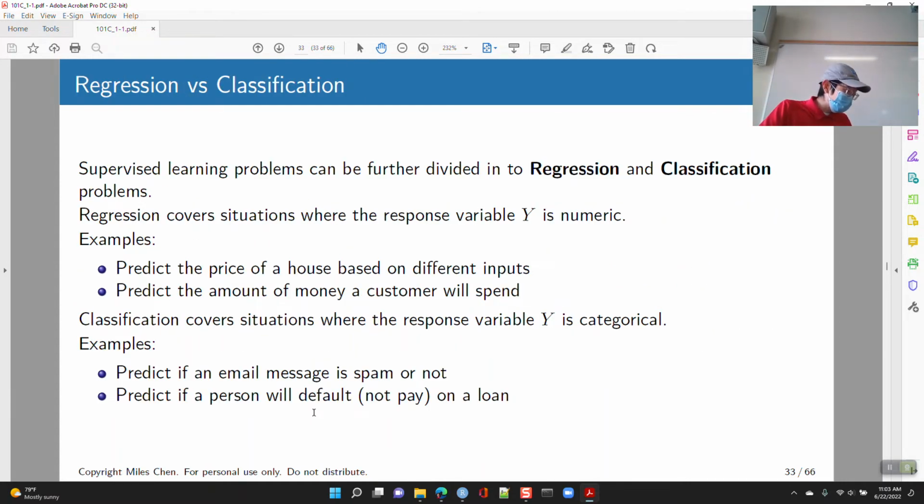As far as supervised learning goes, where again we have some true value and some value that we're predicting, broadly speaking, we have regression and classification methods. Regression applies when your predicted value is numeric. Classification applies when your predicted value is categorical. So examples of regression would be, let's predict the price of a house, or the cost of rent, based on different inputs.